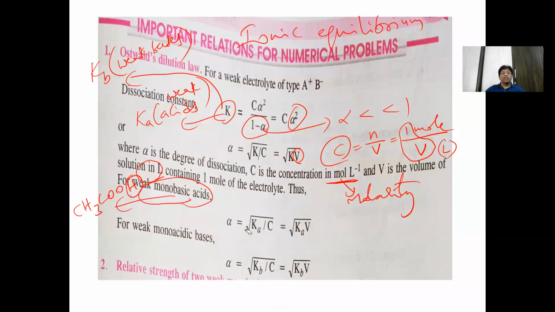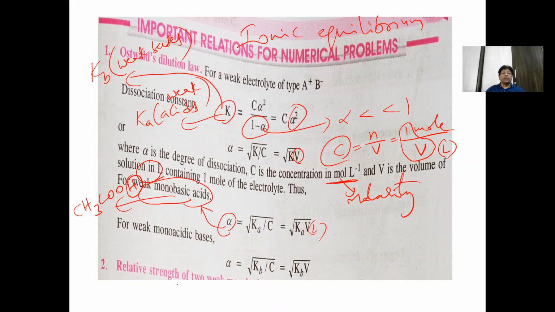alpha is equal to under root Ka by C. Otherwise, alpha equals under root Ka into V for acids. Here we are taking weak electrolytes, weak acids, so it will be under root Ka by C, otherwise under root Ka into V, where V is in liters.